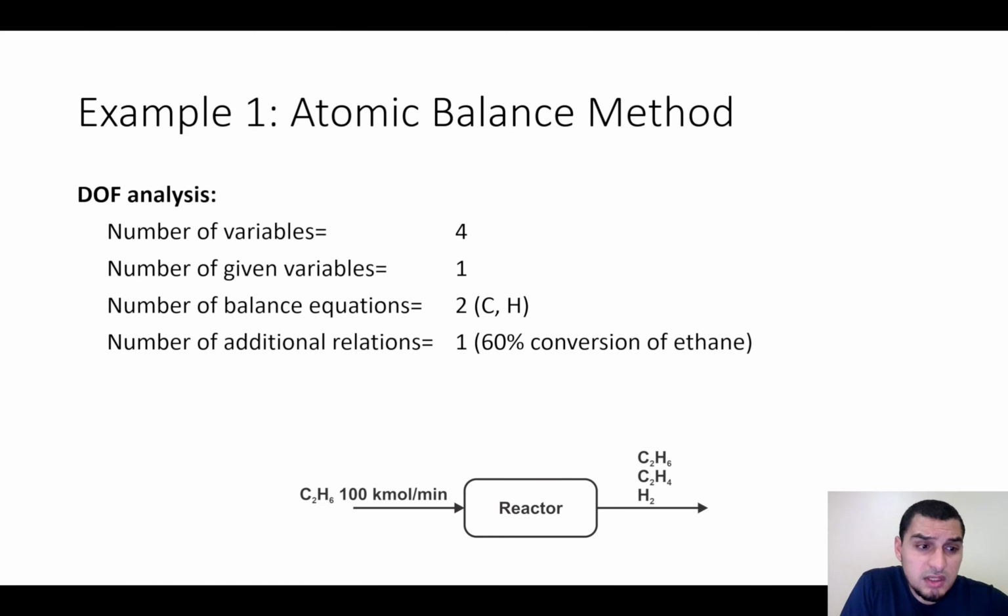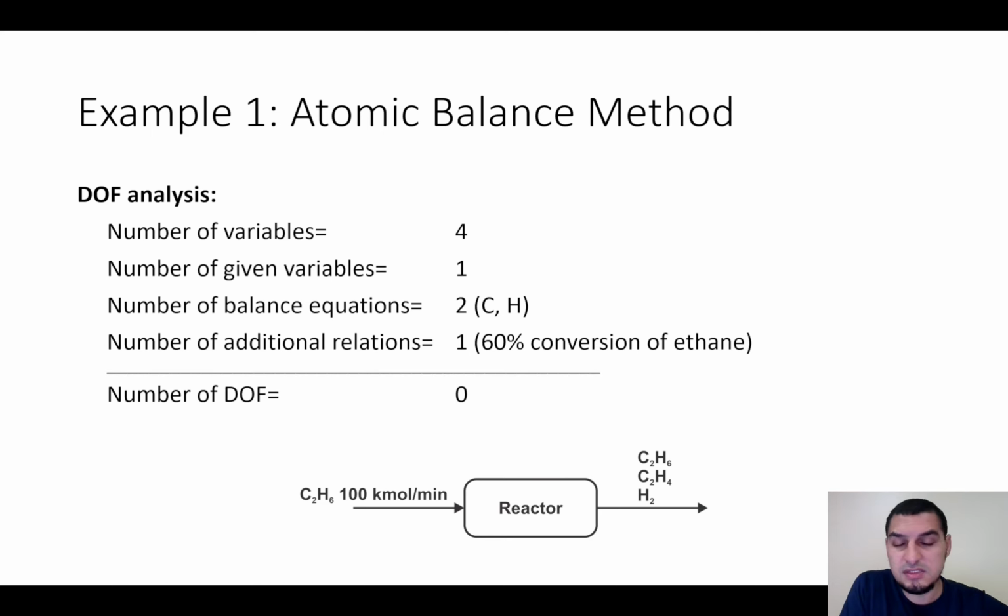We also have other examples of additional relations that are very common in reactors, which are the yield and the selectivity, because all of them are relations between some of the variables and others. So the number of additional relations that we have is 1, and so the degrees of freedom is 0. It means that the system is solvable, and we can calculate the unknown flow rates. So again, we have 3 unknown variables, which is 4 minus 1, and we have 3 equations to use: the additional relation and the 2 balance equations.